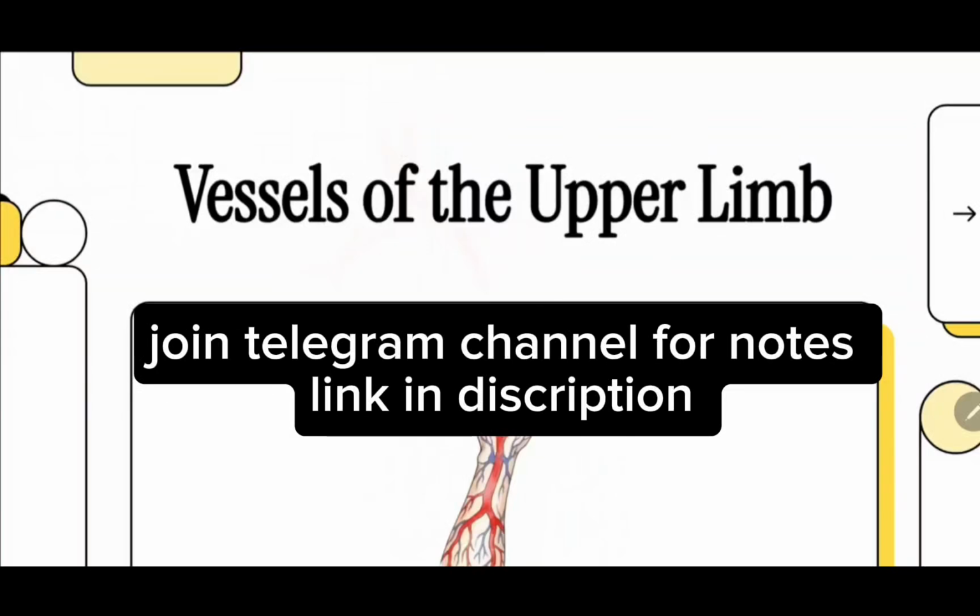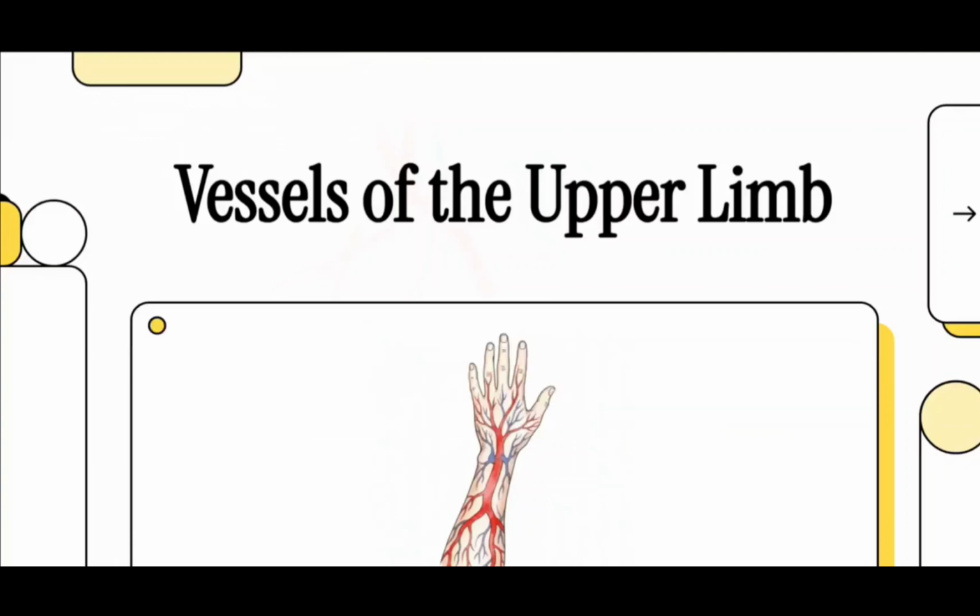Dekha dosto, I know anatomy can sometimes feel like a massive maze, but today we're going to make it incredibly simple. We're not just going to memorize a boring list of names for the upper limb blood supply. Nope. Instead, we're going to treat it like a high-speed highway that we're road tripping down together. So focus up and let's master these vessels.